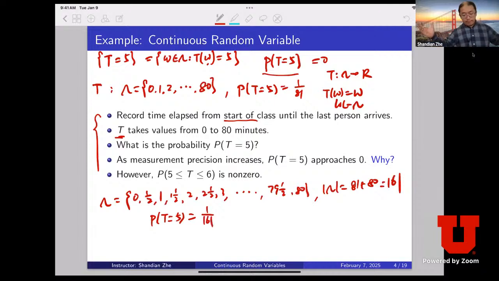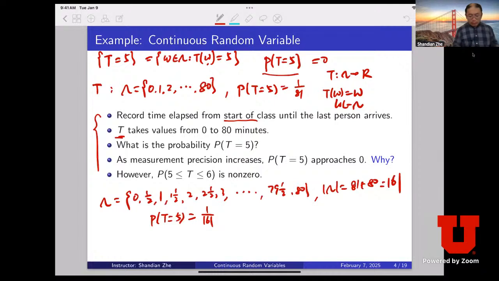Here we're assuming that it's an equal chance to see every outcome. We're not assuming any weird and complex cases. We're assuming you have an equal chance for the time the last person arrives. So our sample space now contains 161 elements, and the probability your late arrival time is 5 minutes will be 1 over 161. Does everyone agree with that? Anyone disagree?